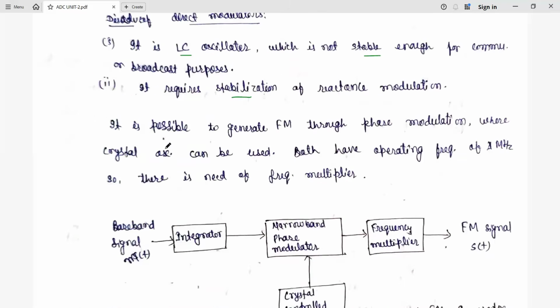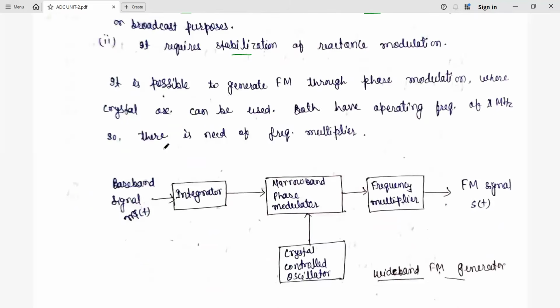Now we come to the indirect method, which is the most popular and is also called the Armstrong method. This is a very important question; many times they ask you to generate, discuss or explain the generation of FM with the help of the Armstrong or indirect method. Here we are not going to use reactance. We have already seen how to generate FM with the help of phase modulators. The message or baseband signal is modulated here, but before passing through the phase modulation it passes through an integrator. Here the operating frequency is 1 megahertz.